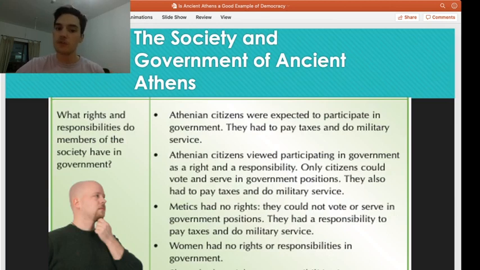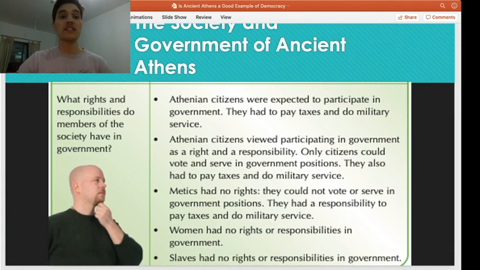Next slide, right? There's rights and responsibilities. Citizens were expected to participate in the government. It's kind of a right and responsibility. They could be punished if they weren't, right? Metics, they had no rights. They couldn't vote. They couldn't serve in government positions. They could fight in the army. They did have to pay taxes, but they didn't get the benefits. Women had no rights, they had no responsibilities in the government, and the same as slaves.